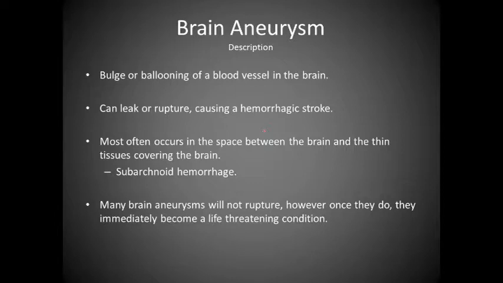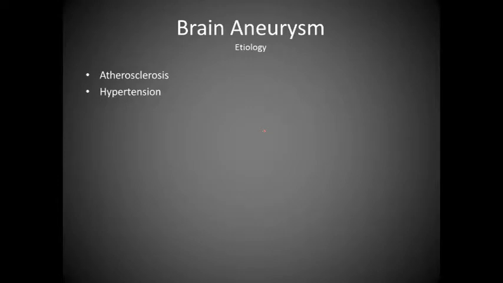So that brings us to a brain aneurysm. An aneurysm is a bulge or ballooning of a blood vessel, and in terms of brain aneurysms, it's in the brain. It can leak or rupture, causing a hemorrhagic stroke. Most often it occurs in the space between the brain and the thin tissue covering the brain, resulting in a subarachnoid hemorrhage. Many brain aneurysms will not rupture. However, once they do, they immediately become a life-threatening condition.